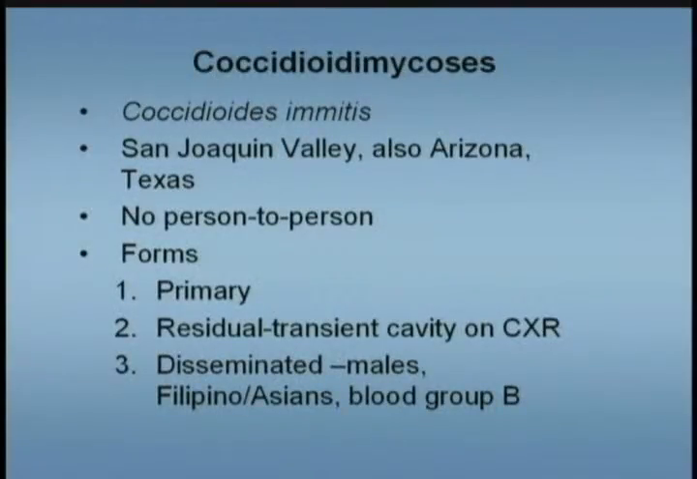Coccidioidomycosis, again, you have to know your geography. It's also known as San Joaquin Valley fever, so look for the Southwest. California, also Arizona, and Texas. There really isn't person-to-person transmission of this disease, and there are several forms. The primary form is usually a mild disease. The residual form shows maybe some cavitation on chest x-ray, and the disseminated form, you need to remember, is more common in males, in Filipinos and Asians, and remember blood group B. So if they're type B, they're at higher risk to develop disseminated disease.